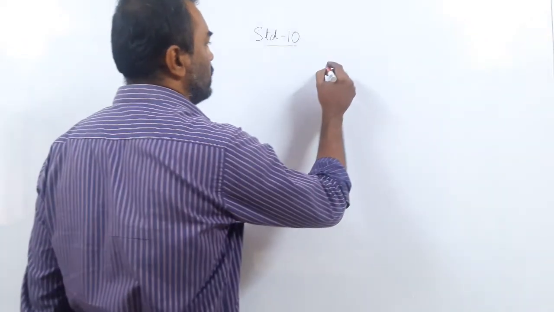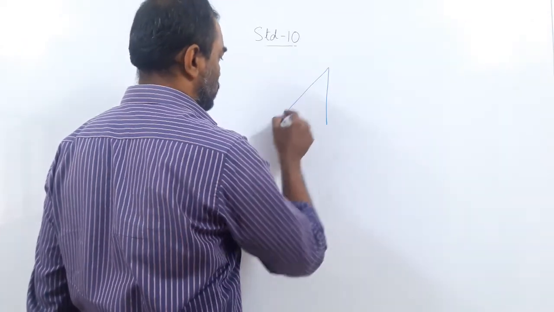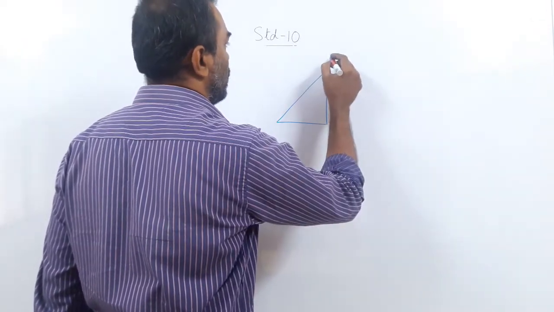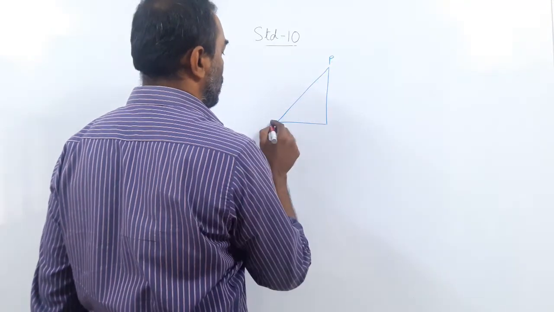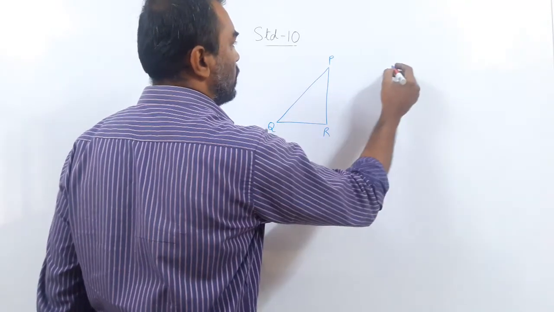Let us look at the next sum. The next sum, we have got two right angles. Say P, Q, R.